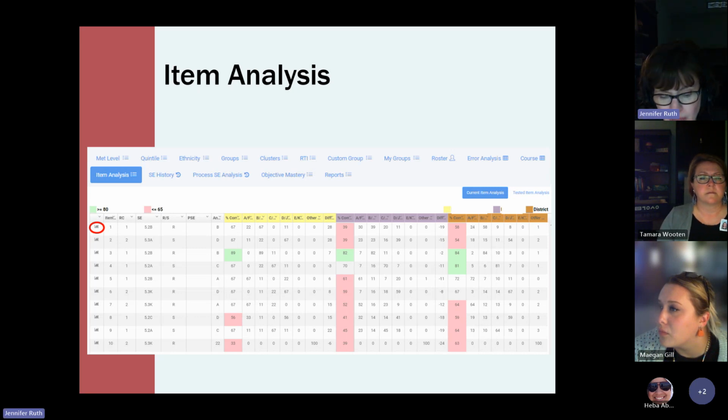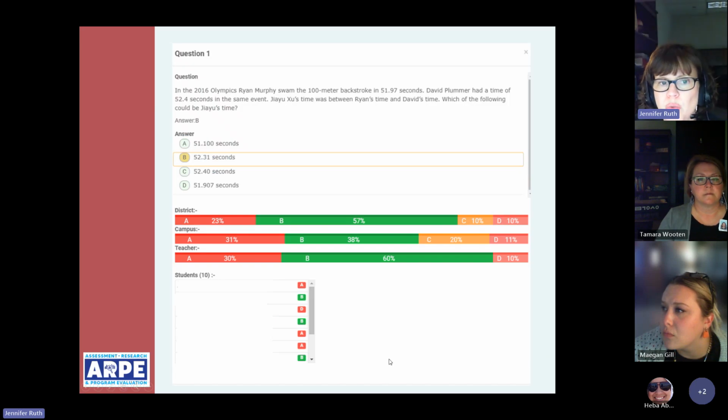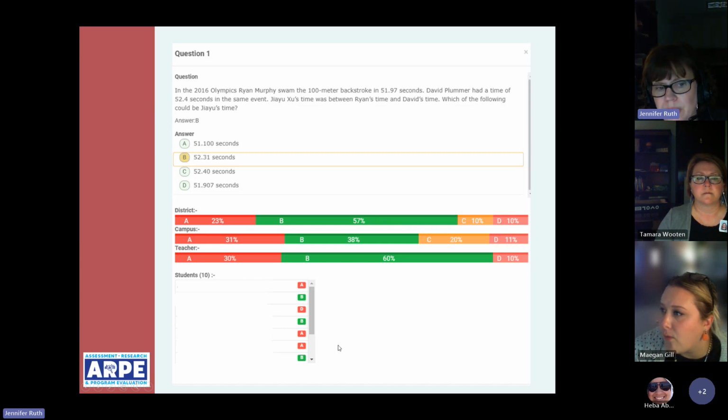If you find an item that you want to drill down into more carefully, there's another hidden Easter egg on this page, and it's the icon right in front of the number. It's a bar graph. If you click on that bar graph, it'll show you what the question was from the test and what the answer choices were. You'll see the percent of students who chose each of the different answer choices. And below that, you'll see all the students in your class and what answer choices they picked.